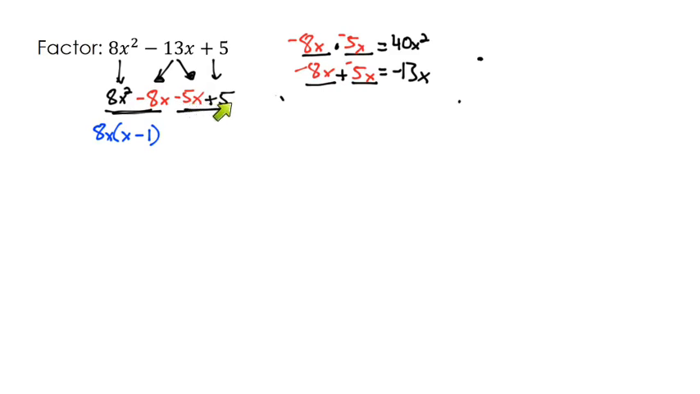And I'm going to do the same thing over here. I've got a 5x and a 5. What's in common between those is a 5. Since this term on the left is negative, I'm going to factor out a negative 5. And that's going to leave x minus 1.